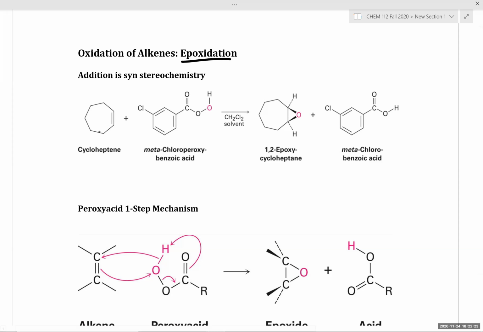So we treat our alkene with m-chloroperoxybenzoic acid, otherwise known as mCPBA. And in the end, we end up generating this three-membered ring containing oxygen known as an epoxide. The key feature of this reaction is that our epoxide addition occurs with syn stereochemistry.